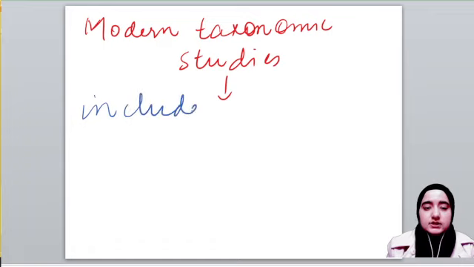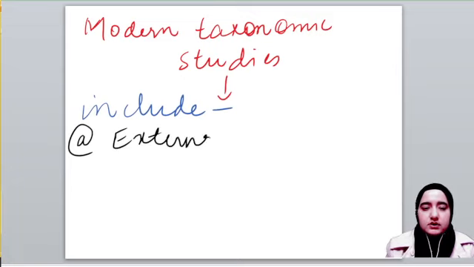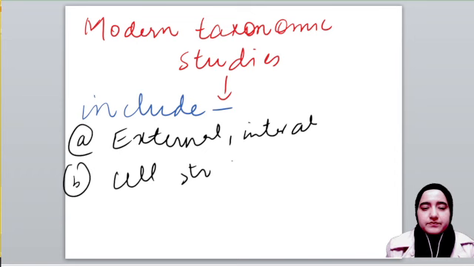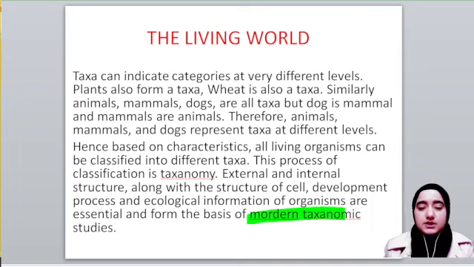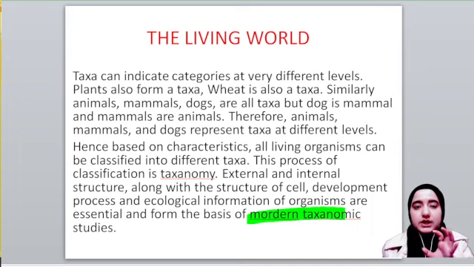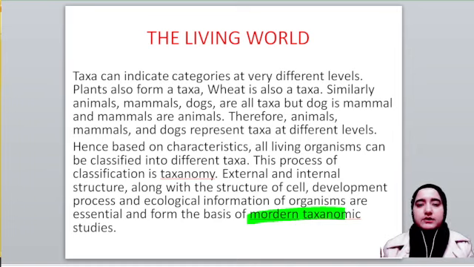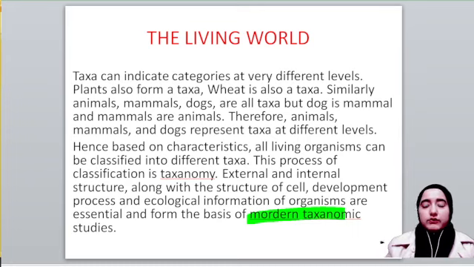Modern taxonomic studies include external and internal structure, cell structure, ecological functions, developmental process. It includes all this, and it comes under modern taxonomic studies. Talking about earlier taxonomic studies, at that time we just observed characteristics, external characteristics, and then we were able to describe what kind of taxa this organism would come under.